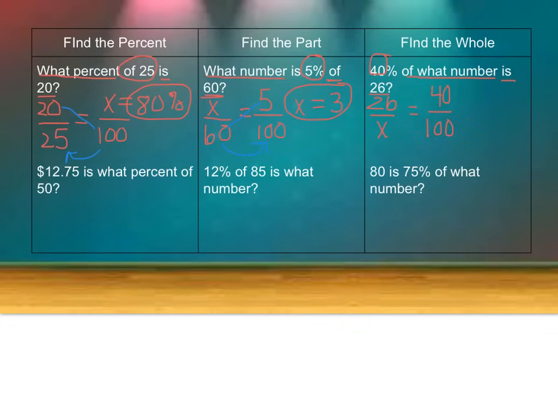All right, once you have placed your numbers, you can start multiplying. So you're going to multiply your cross product, 26 times 100, divided by this last number. And you're going to find out that X is 65.